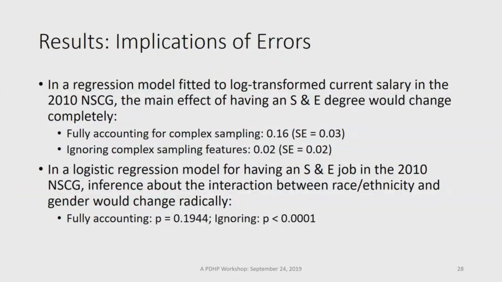Same, another example in a logistic model for another interaction, fully accounting for the design features, no evidence that the interaction matters. You ignore the design features, looks like it's a huge finding. So it can go any direction. Right? This is why it's so important to account for these things.